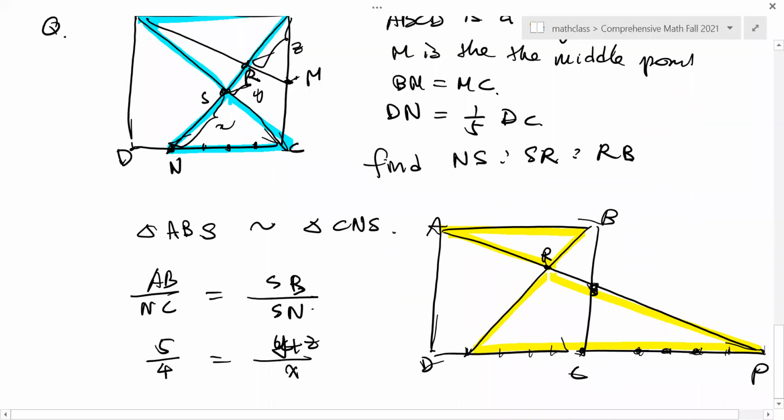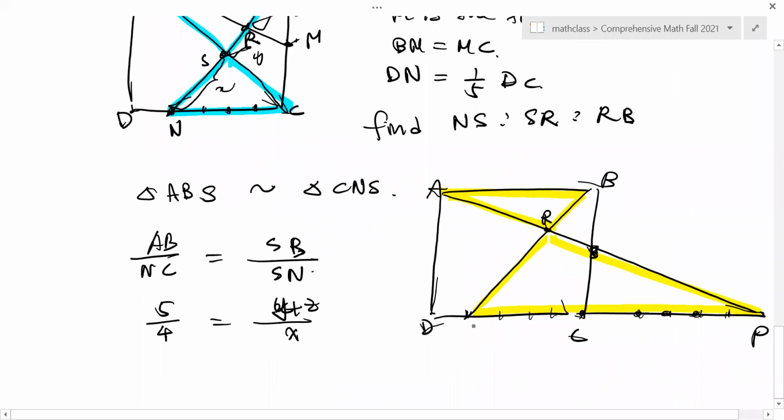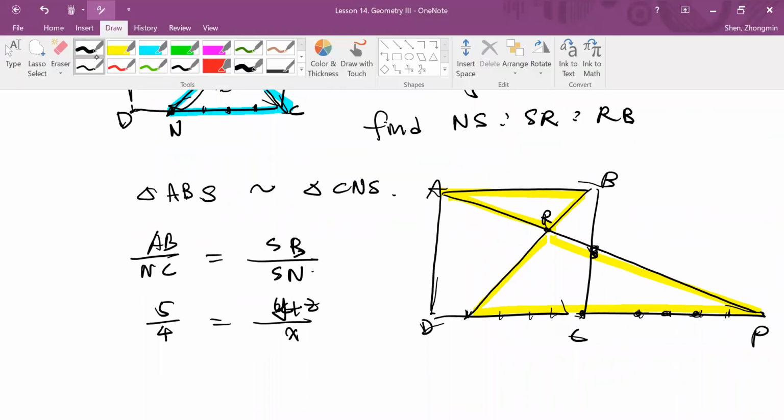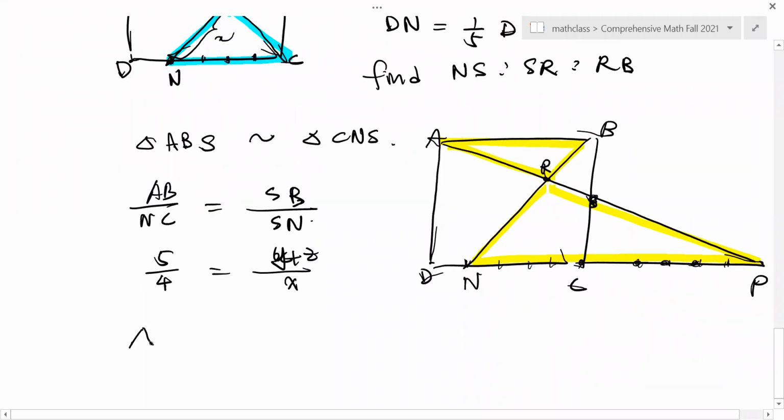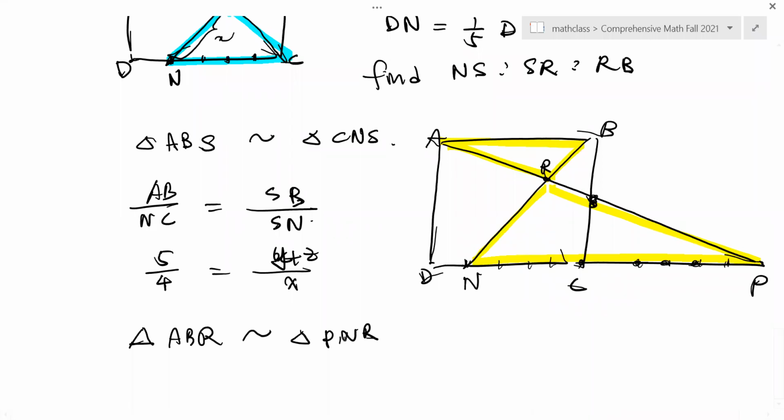All right. So from here, you can see that these two triangles are similar, so use the similarity. Triangle ABR is similar to triangle PNR. So this side corresponds to this side. This side is going to be x plus y, and this side is z.